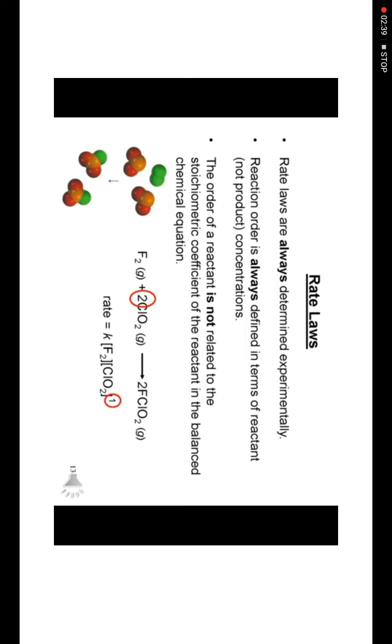You can see that when we write the rate, it is written like this: K into concentration of F2, that is fluorine, into concentration of ClO2 to the power 1. But here we have seen that in the stoichiometric equation, 2 molecules of ClO2 are required for the reaction to take place, but the reaction depends only on the concentration term of a single molecule of ClO2. It doesn't depend upon the 2 molecules. So the order is not related to the stoichiometric coefficient of the reactant. In some cases it may be similar, but it may not be related.